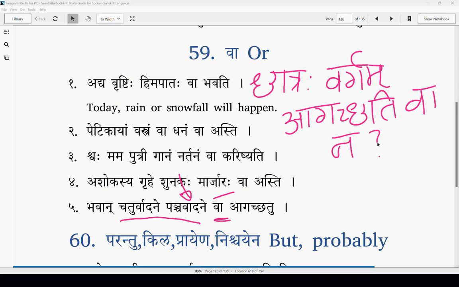So if you just want to ask, is the student coming to the class? But if you want to say, is the student coming to the class or not, then that is an or there, or not. Then you have to put it like this: Chhatra vargam agachati va na.